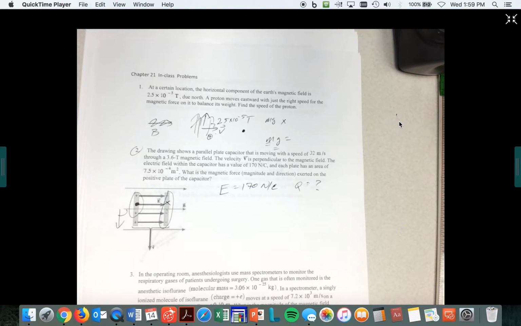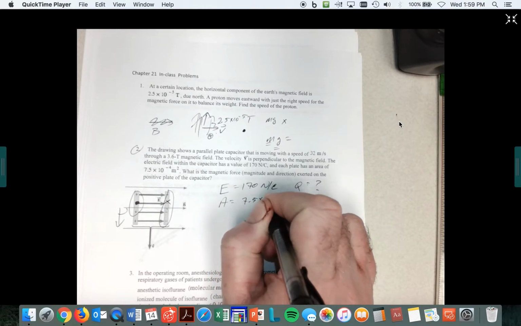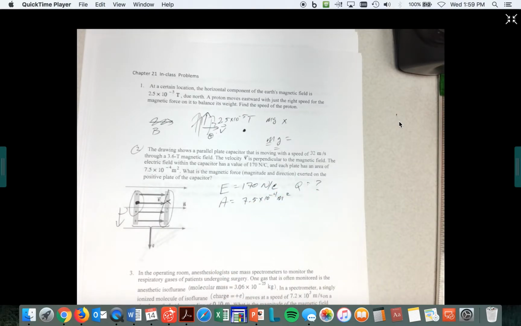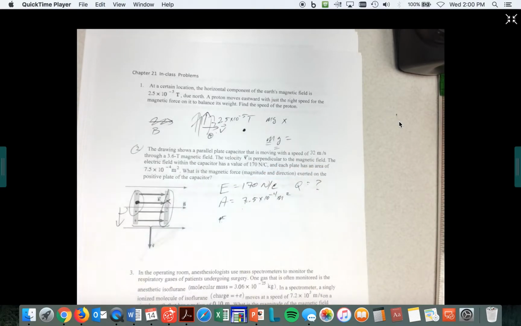All right. And each plate has an area. Aha! Each plate has an area of 7.5 times 10 to the negative 4 meters squared. That's going to tell me something. I think I can figure out Q from there. Gauss's law. It's going to look funny now, but we can do it. We'll start here in class.